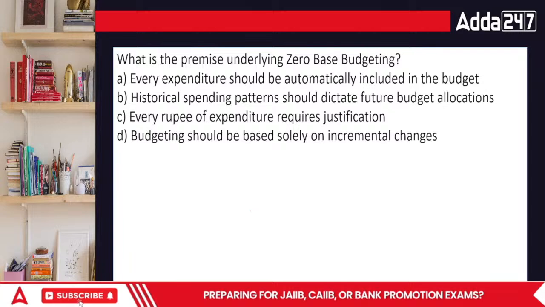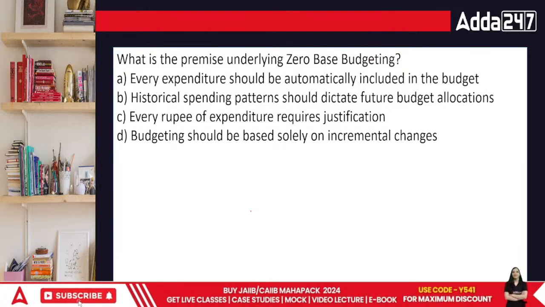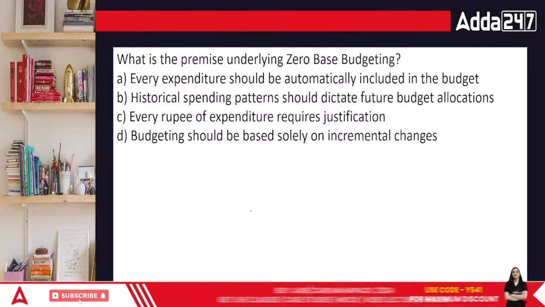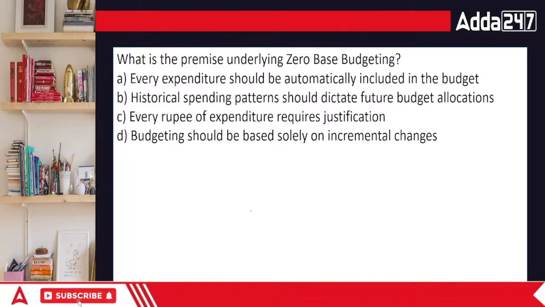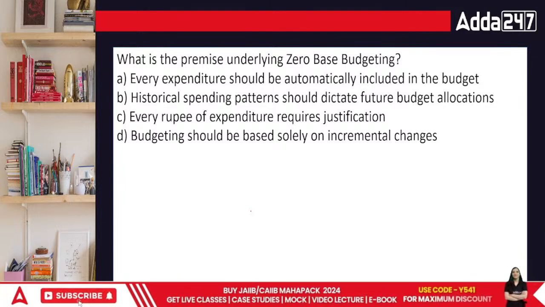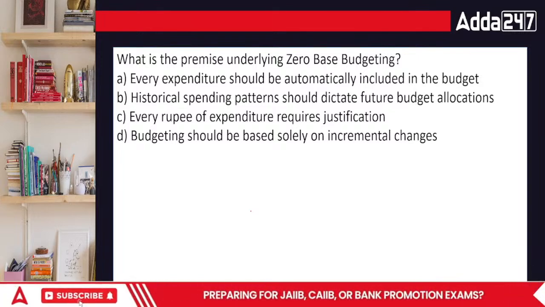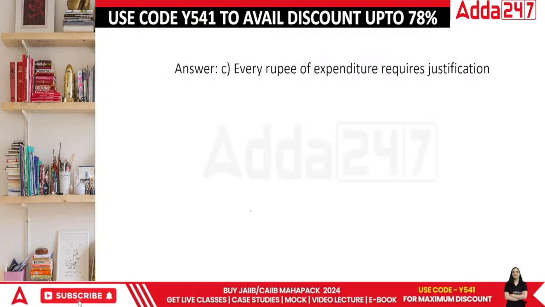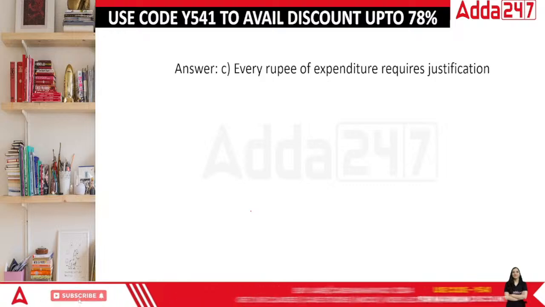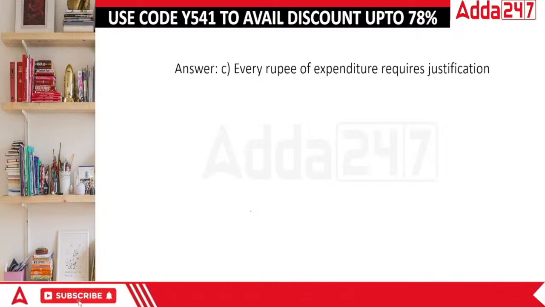Every rupee of expenditure requires justifying. Well, it does. If you make people answerable, then they will spend wisely. Budgeting should be done on incremental basis. We can say that. But when we talk about premises in terms of zero-based budgeting, in this case, the answer is C only. Rest everything sounds too historical. Everything has a history involved in it, but ZBB says there is no history.